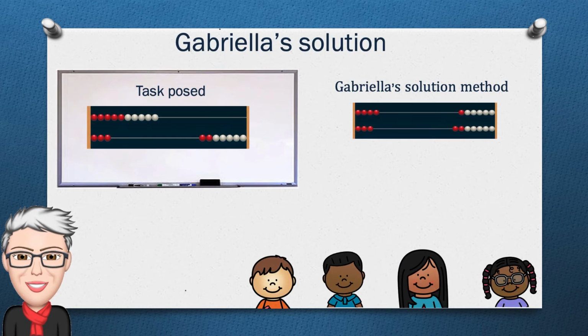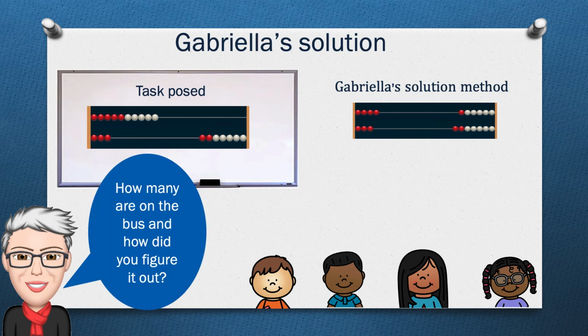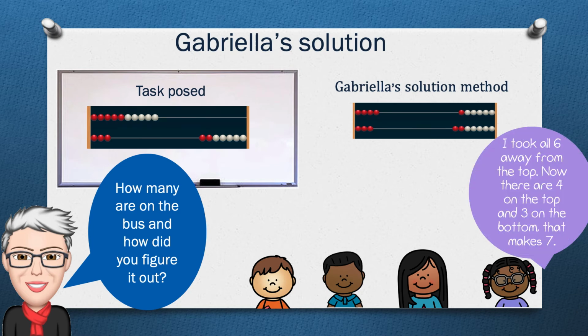Gabriella's solution was to move all 6 beads from left to right on the top. Her rack looks like the one shown here. When asked how she moved the beads, how many are on the bus now, and how she figured it out, Gabriella might say, I took all 6 away from the top. Now there are 4 on top and 3 on the bottom. That makes 7. As with Darius's solution, there's nothing explicit in Gabriella's remarks so far that points to a grouping strategy.